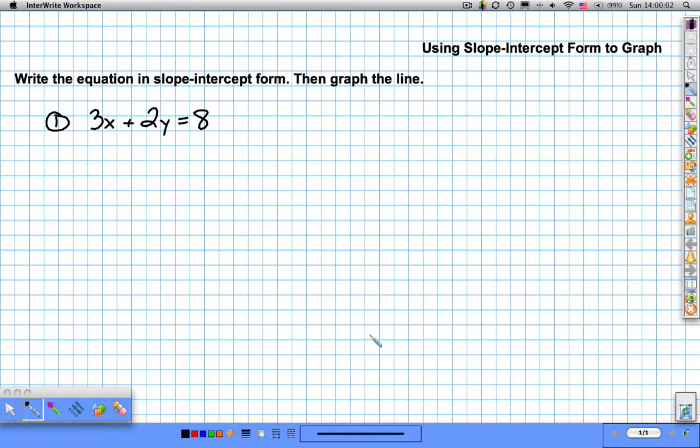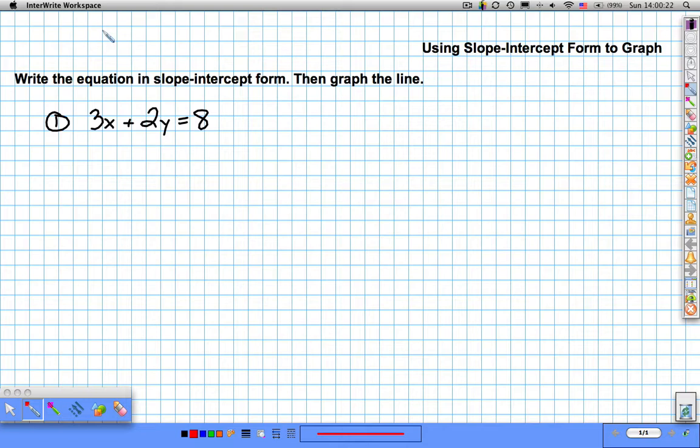In this video, I'm going to show you how we can use slope-intercept form to graph. Notice I only have one problem this time. That's because in order to do this, we have a couple different steps we have to do. So I want to make sure I have enough space for all of this. So if you notice the directions, it says write the equation in slope-intercept form and then graph the line.